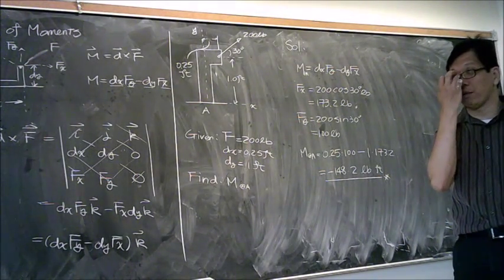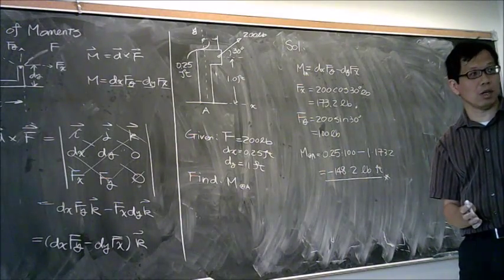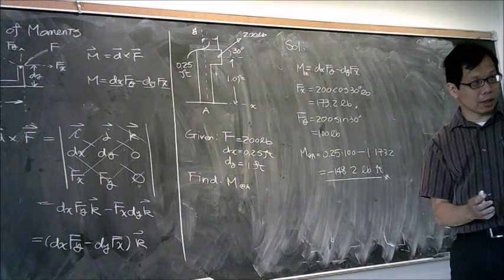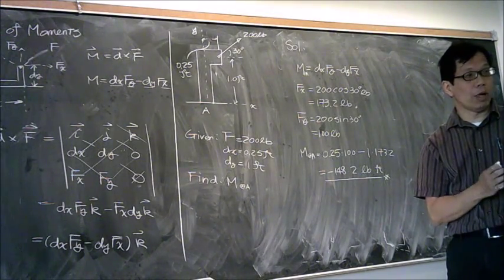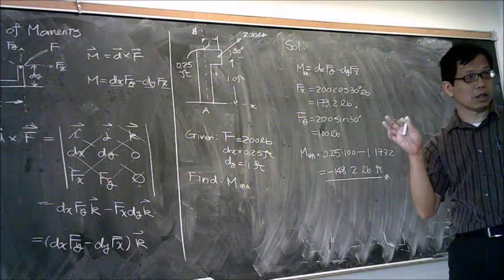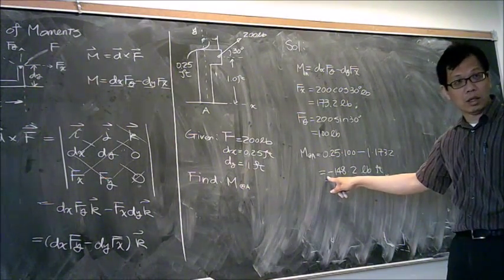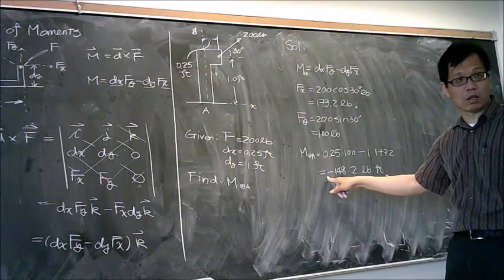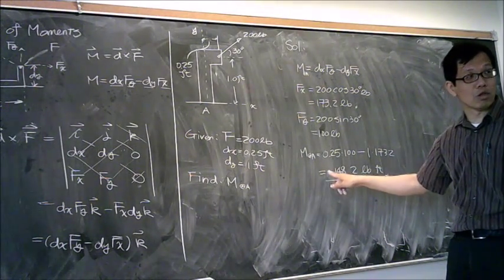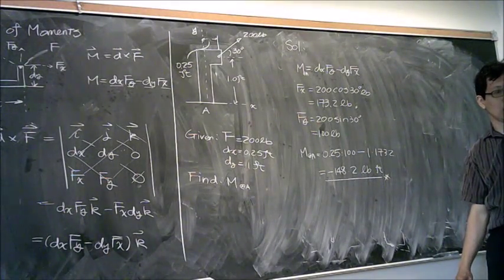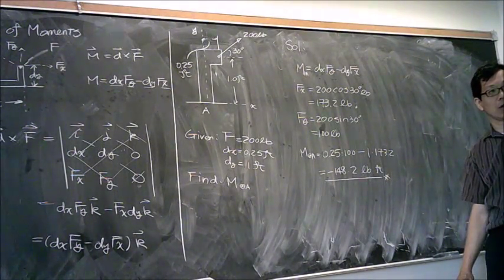Sometimes I probably won't do this in the exam, but a lot of times when you are dealing with a problem like this, they will ask you whether the thing is going to rotate clockwise or counterclockwise. The sign in front of the number is going to tell you whether it's going to be clockwise or counterclockwise. So be sure you know what's going on. Okay?